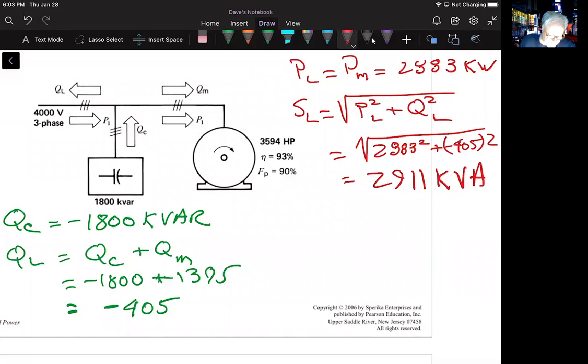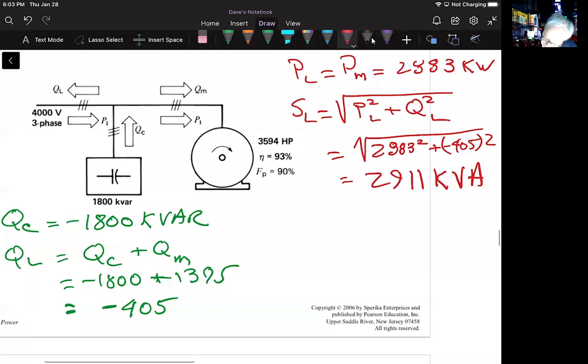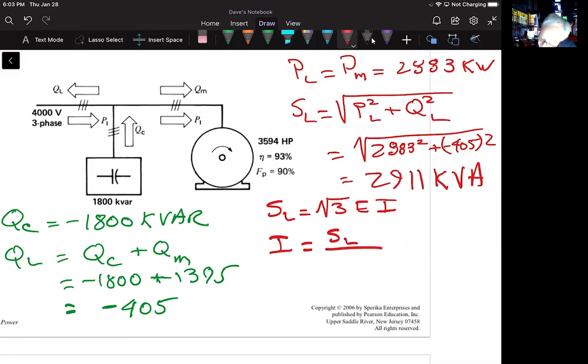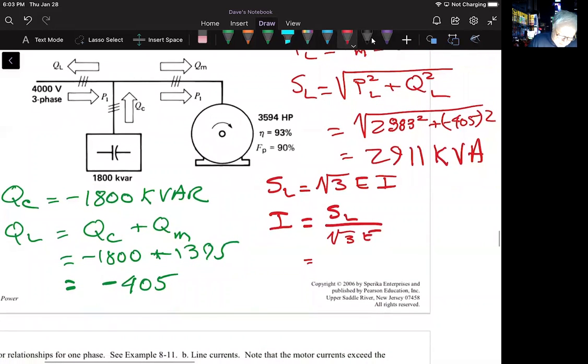Part E is asking us for transmission line current. Remember that in a three-phase system, the apparent power is the square root of 3 times E times I. Now we can solve this for I, and I is going to be the apparent line power divided by square root of 3 times E. And again, this is line voltage that we're dealing with.